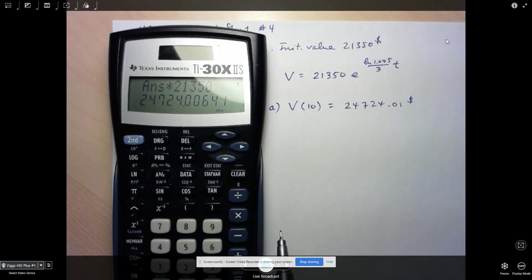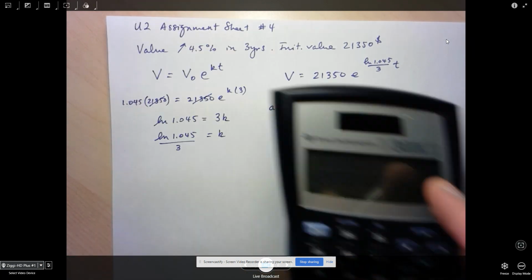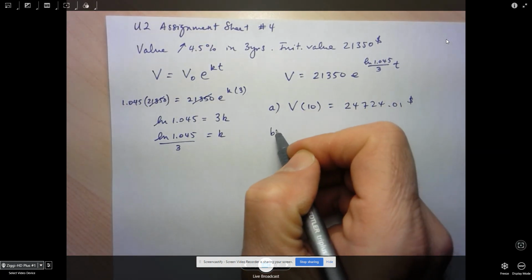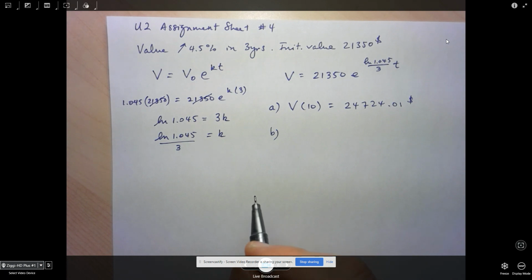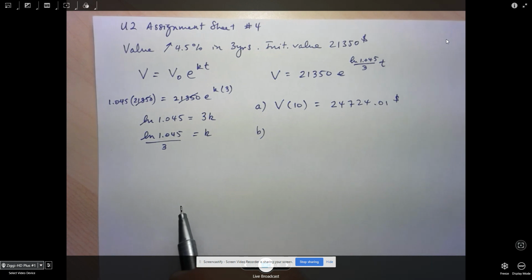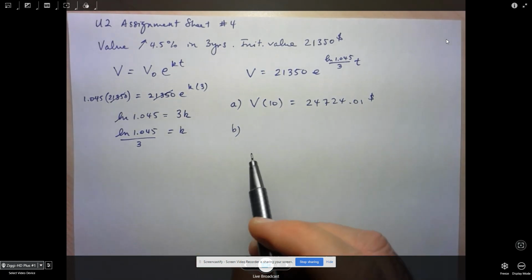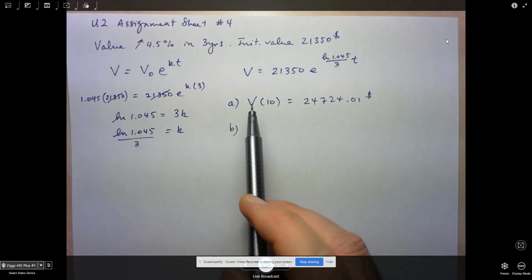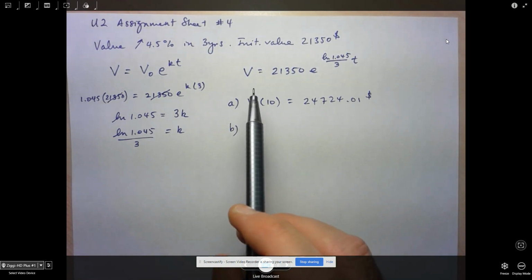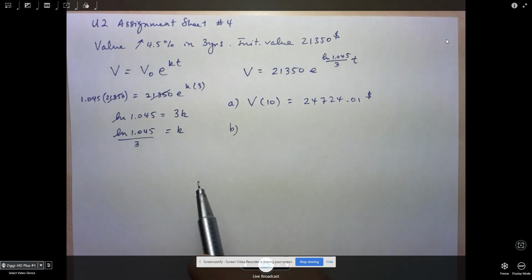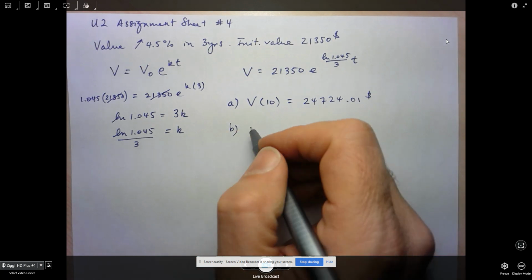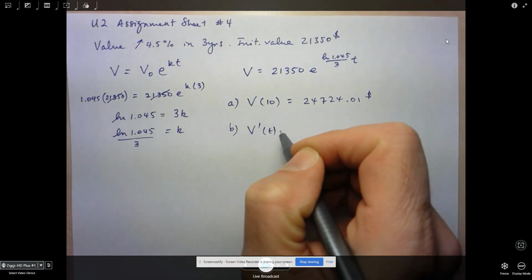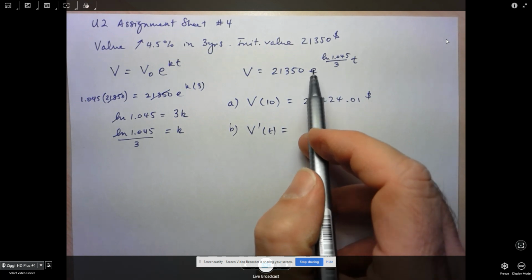Now, the second part of the question, B, asks you how quickly the value is growing at the 10-year mark. So what we have to do is essentially translate that into math talk. How quickly is it growing? Meaning we want to know the rate of change of the value at the 10-year mark. So in other words, we have to take the derivative of V. The first thing I'm going to do is take the derivative of V, and it's a pretty easy one because of this base E.